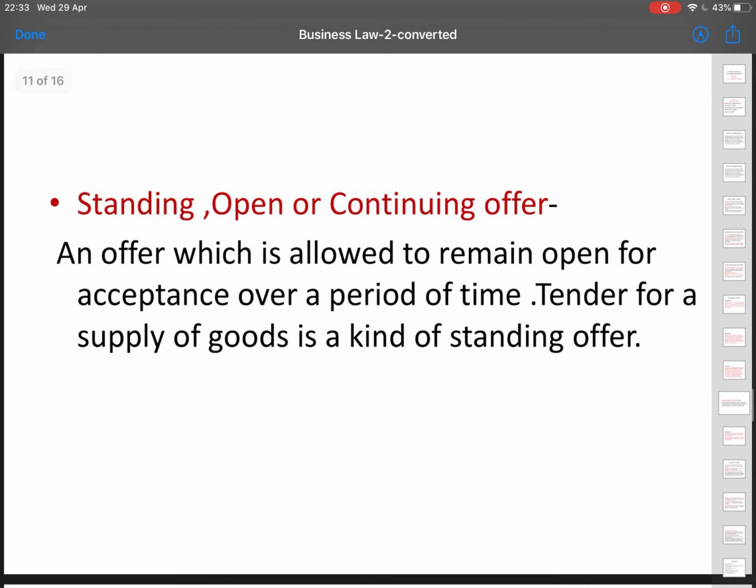The next is standing, open or continuing offer. An offer which is allowed to remain open for acceptance over a period of time is known as a standing, open or continuing offer. Tender for supply of goods is a kind of standing offer.